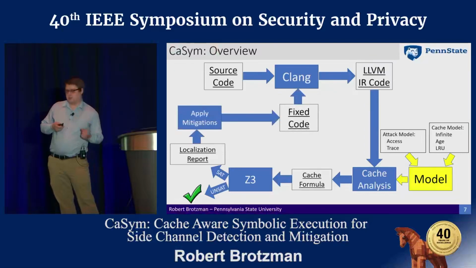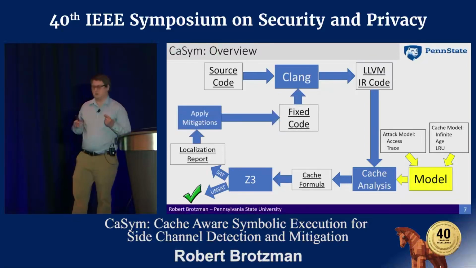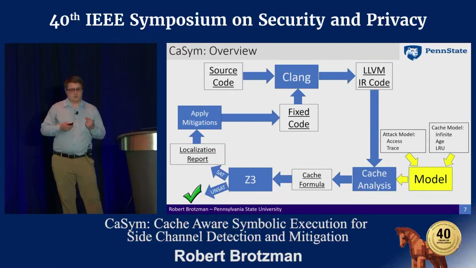And with that information, the mitigations can be applied, and then if the user wants to verify the absence of the side channel, they can run it back through our tool, and if it reports unsatisfiable, it means that there's no side channel.